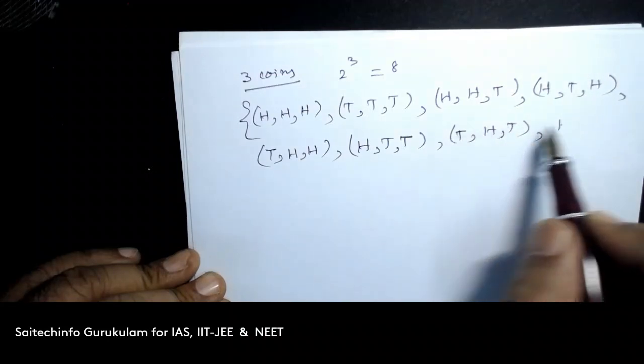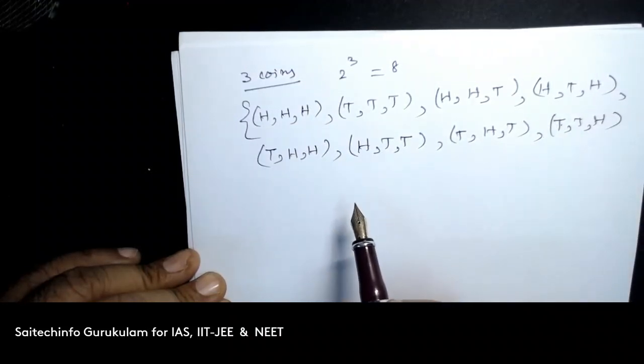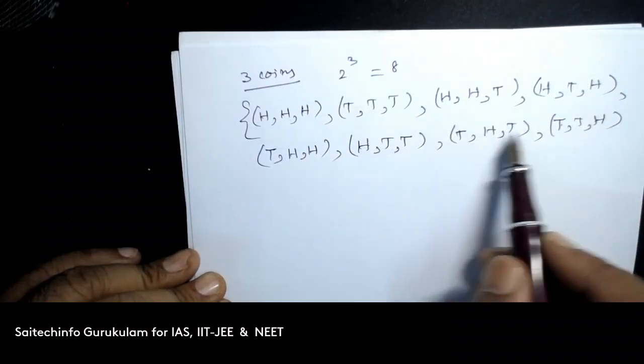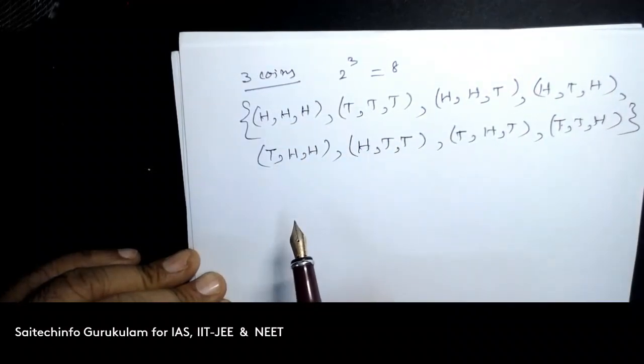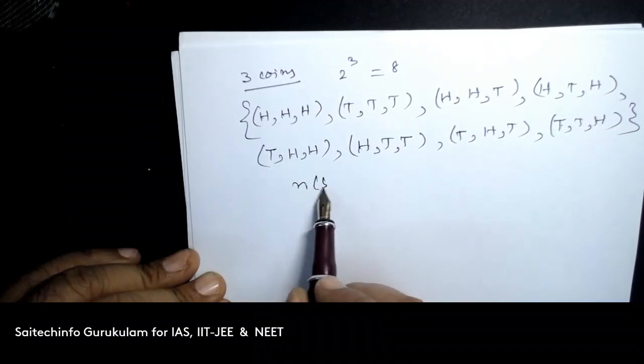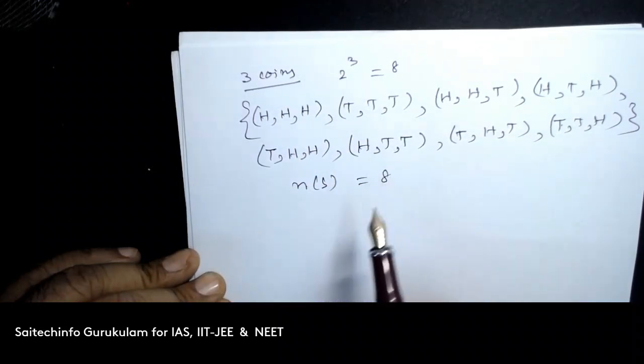The T can be pushed here, is it not? T, T, head. Are you able to follow? So how much? 1, 2, 3, 4, 5, 6, 7, 8. So these are all the chances. Got it? So in that case, what is the total sample space element? The number of sample space elements in the case of 3 coins is 8.